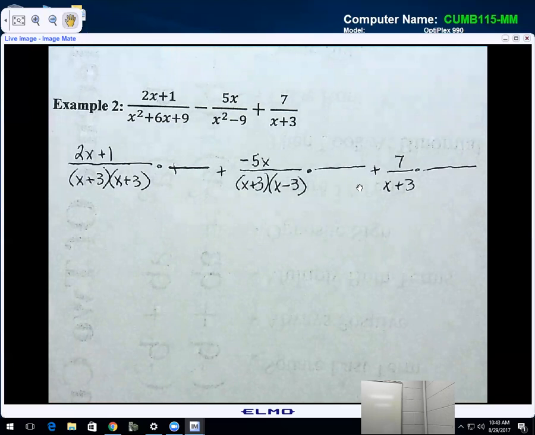How did you get the x plus 3 times x plus 3? Factor that. x squared is x times x. 9 is 3 times 3. If I multiply those together, I get the middle term. So if you have trouble with factoring, you've got a bunch of videos to watch tonight. Got it? Is that okay?